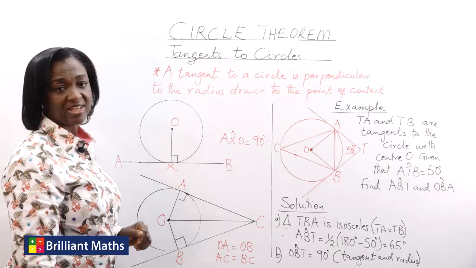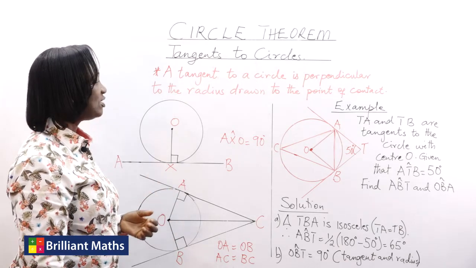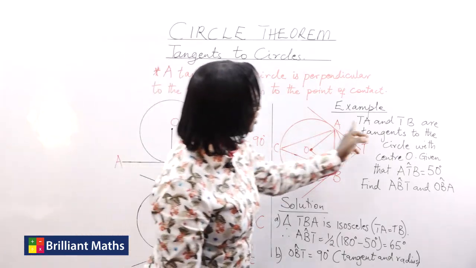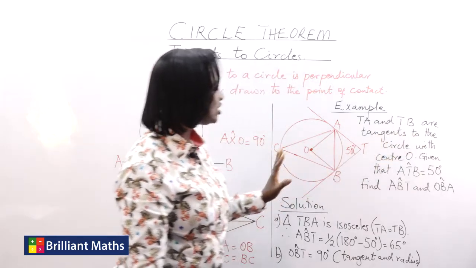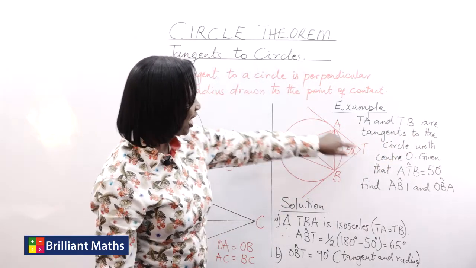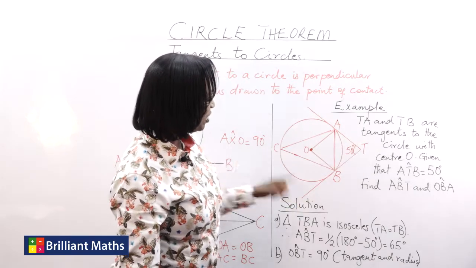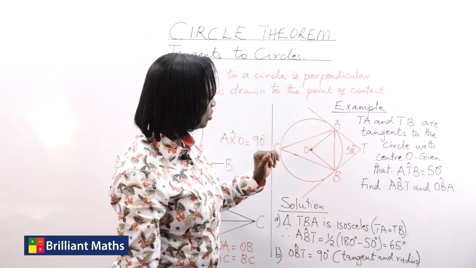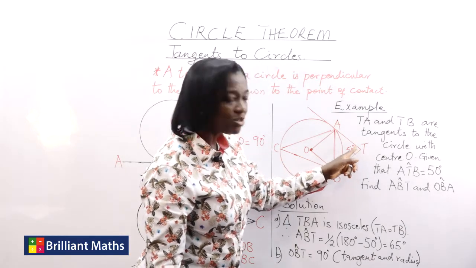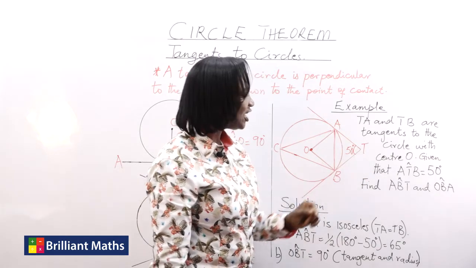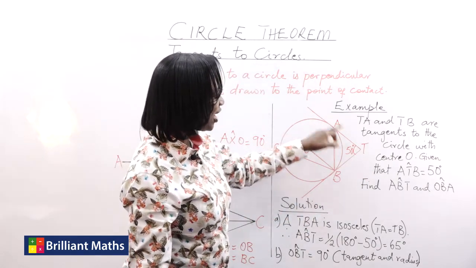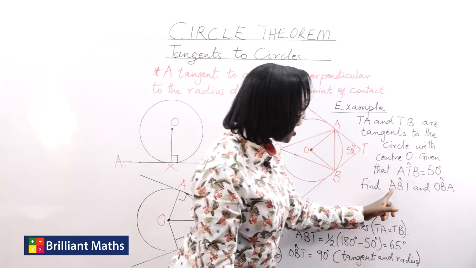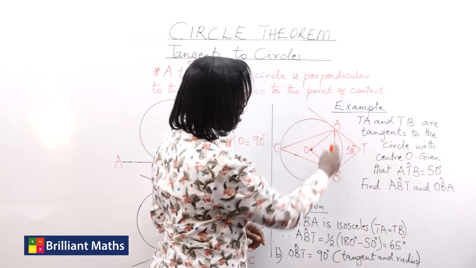We want to work out an example with this, knowing these facts. So example: TA and TB are tangents to the circle with center O. So we have TA, that's a tangent, and we have TB, another tangent. The center of the circle is O. And the angle where the two tangents meet, angle ATB, is 50 degrees. Then the question is, find ABT.